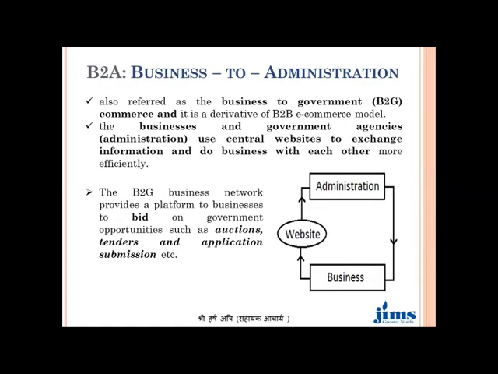Now, the next is business to administration. It is also referred to as business to government commerce and it is a derivative of the B2B e-commerce model. Let's take an example of road construction. The government is developing a road in a city. The government website is providing a platform for bidding. So the government wants to develop some road in the city, so the government puts up a tender, an online tender.